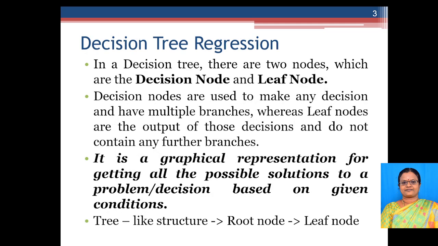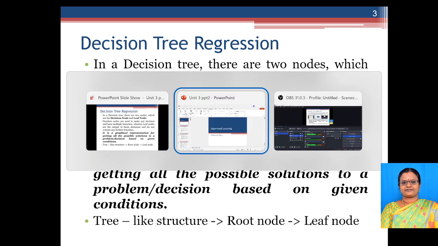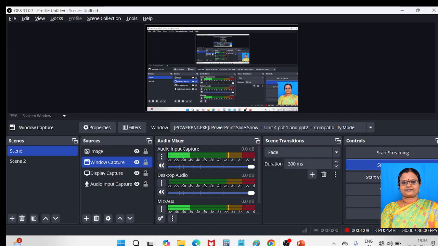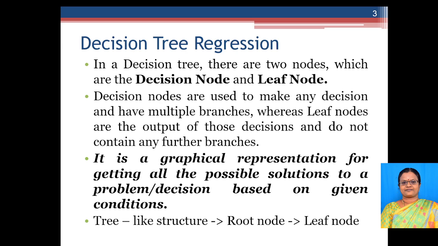So in a decision tree there are two types of nodes, as I told you. One is the decision node and the other one is the leaf node. Decision nodes are used to make any decision and have multiple branches, whereas the leaf nodes are the output of the decisions and they don't contain any further branches at all. So on the whole, a decision tree is a graphical representation of getting all the possible answers to a problem based on a given condition.